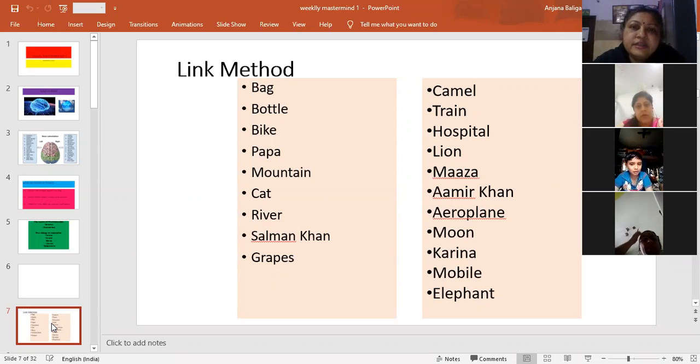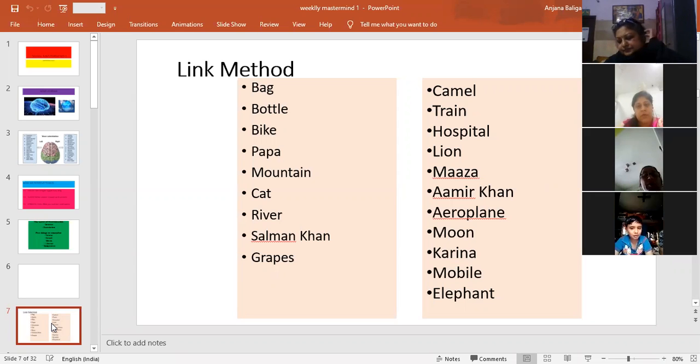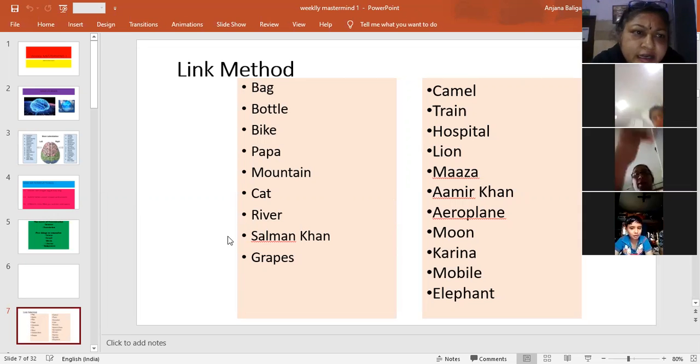Try to repeat them in your mind. How many minutes will you take to remember all the 20 words? It will take, I think, 5-10 minutes to revise all the words. Almost 2-3 minutes it will take, right? But you will forget them the next day. Even if you remember them, you will definitely forget.